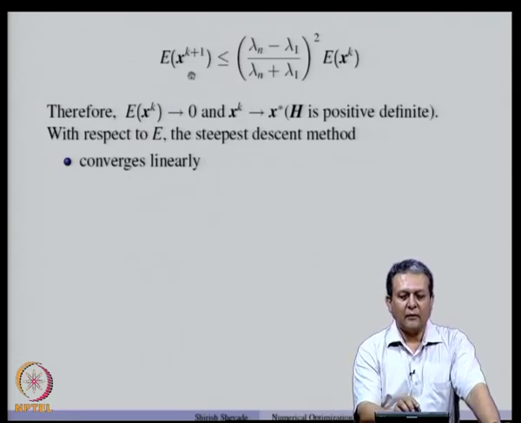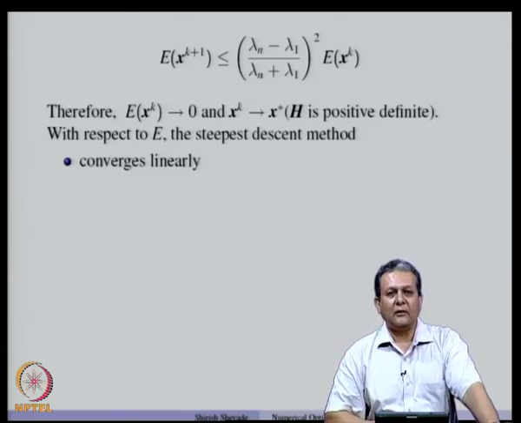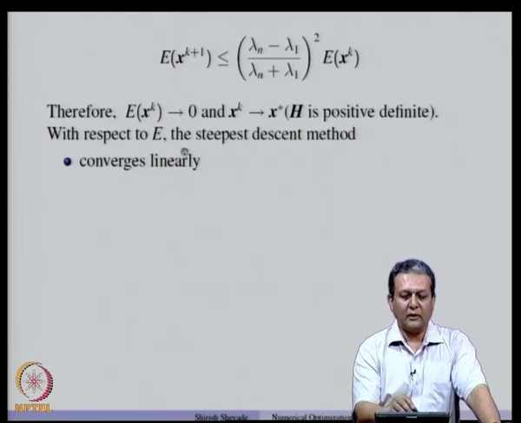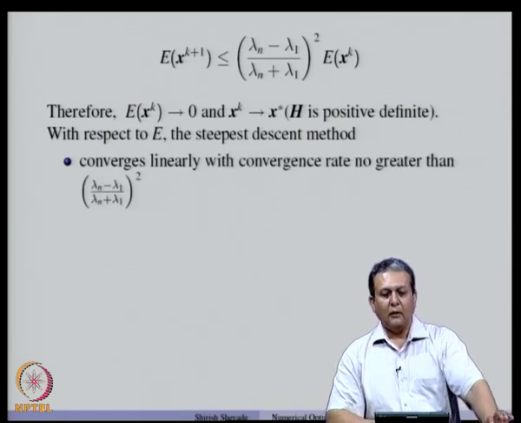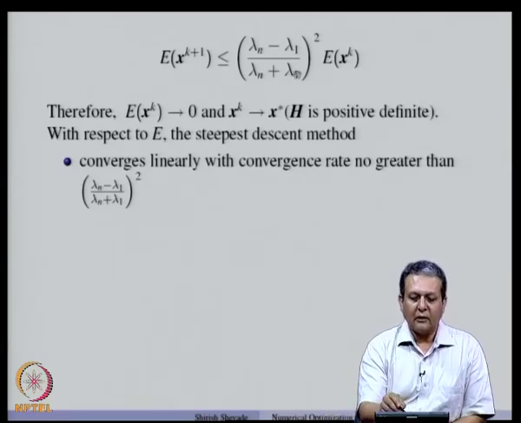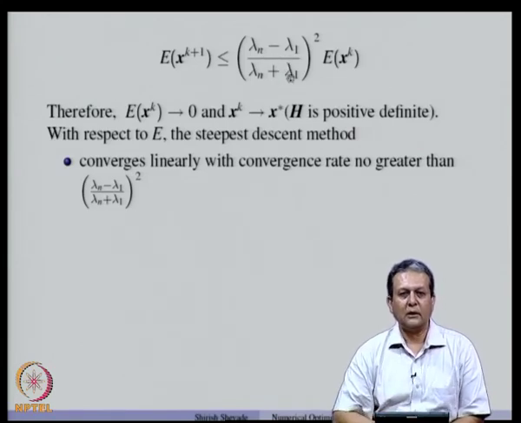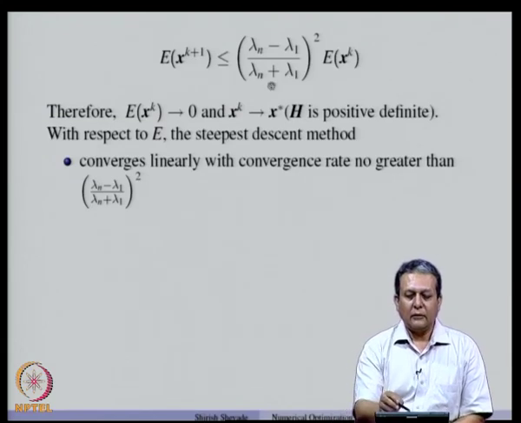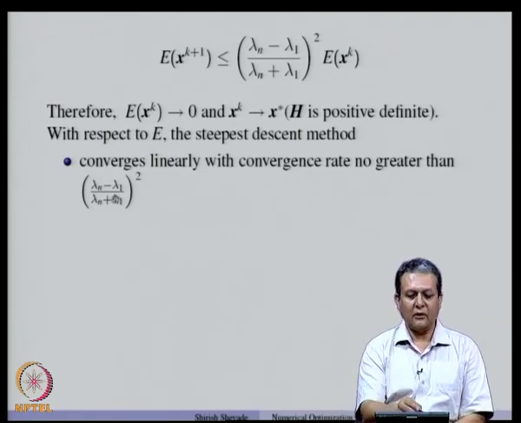So, you can see that the definition of linear convergence holds with respect to E when the steepest descent method is applied to a convex quadratic objective function. Now, the convergence rate is no greater than this quantity, which is lambda n minus lambda 1 by lambda n plus lambda 1 square. So, that means the convergence rate depends on the smallest and the largest eigenvalues of the Hessian matrix of the quadratic function, and the rate is not greater than this quantity.